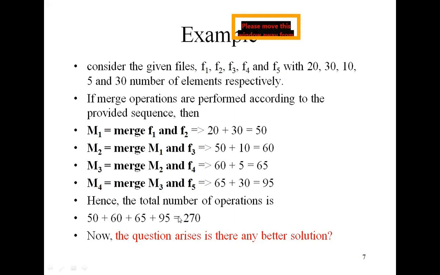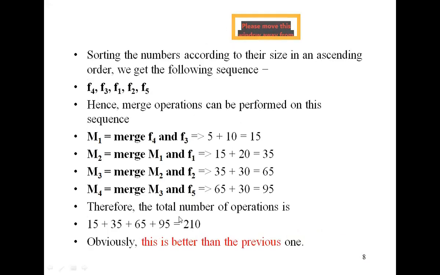Now see the alternative one. Sorting the numbers according to their size in ascending order, we get the following sequence. Since we are now applying the greedy algorithm, we want to sort the files according to the number of records in each file. Suppose, for example, F1 is a file with 10 records and F2 is a file with 30 records. Then in increasing order, you need to consider first F1, next F2, like this.